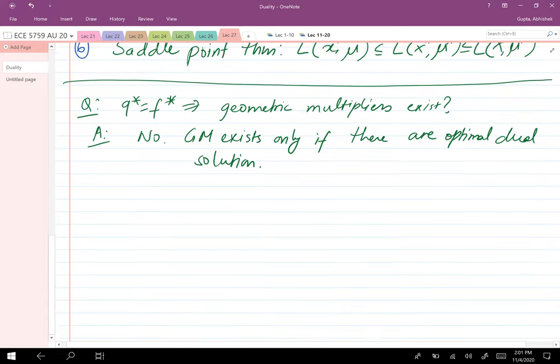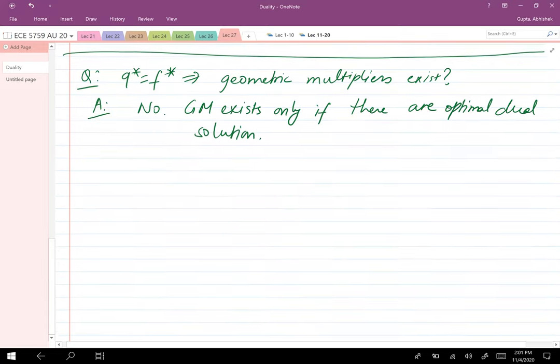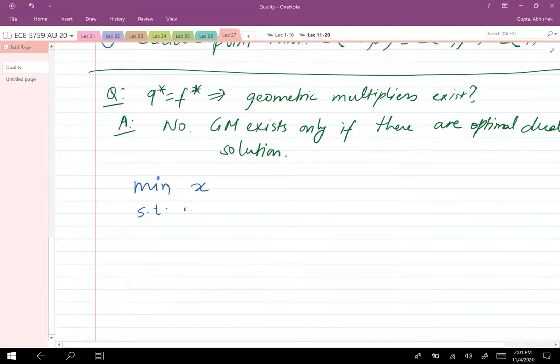Okay, let me illustrate this with an example from the book. The example is as follows. We want to solve the following problem. I want to minimize x such that x squared is less than or equal to 0. x is in R.